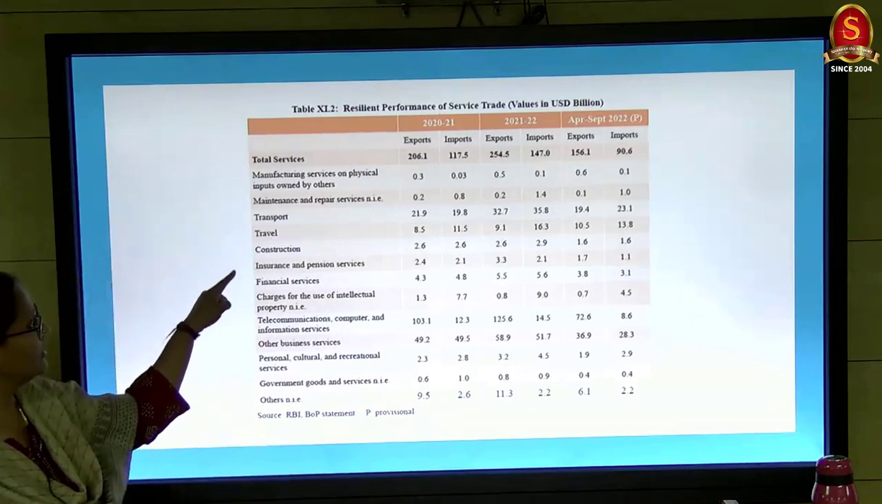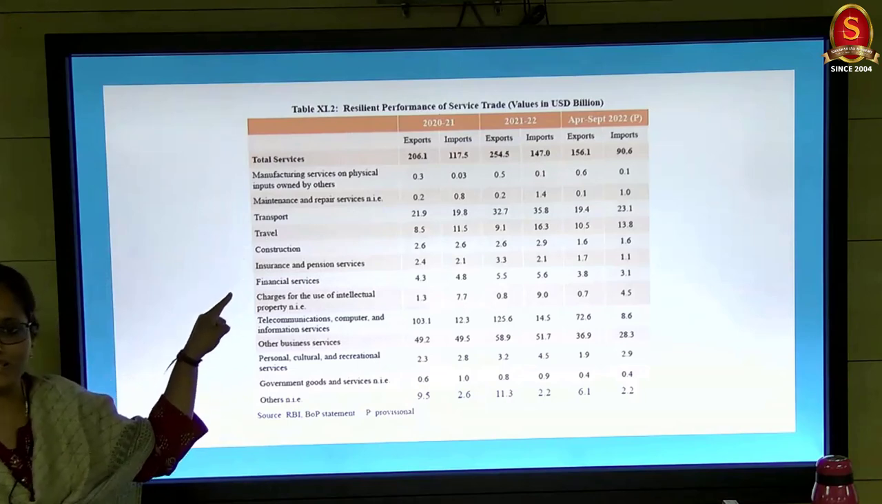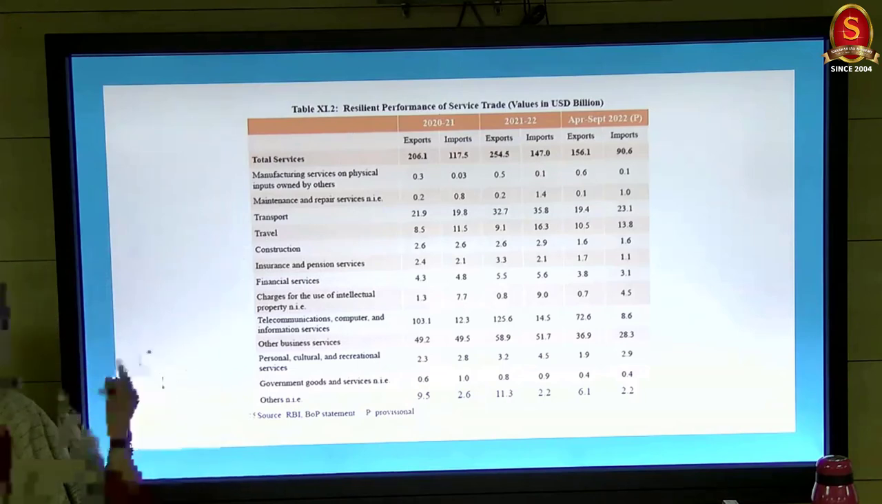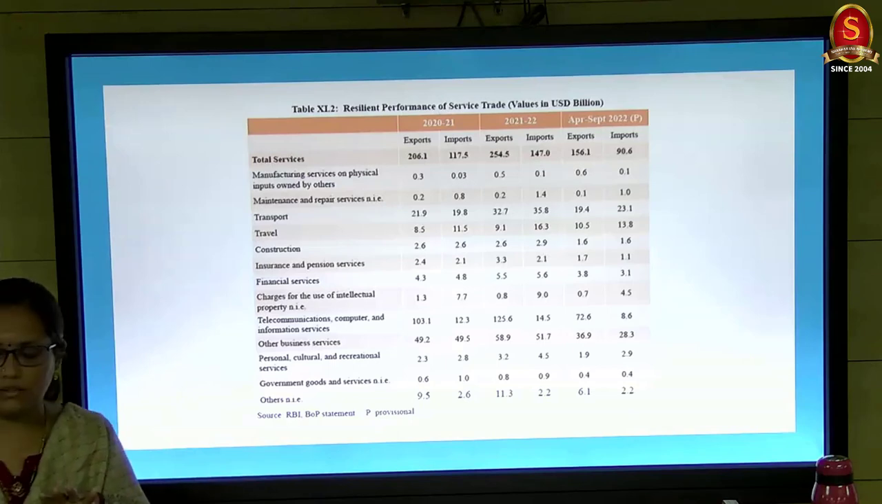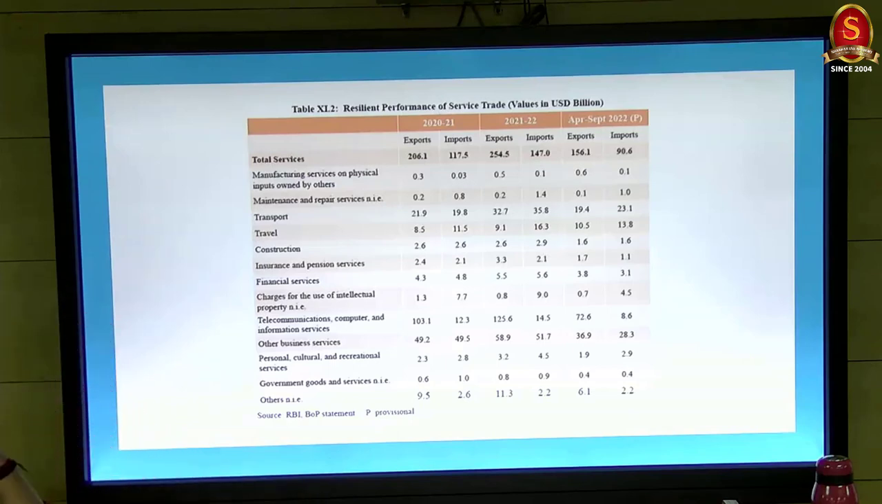Why are we talking about maintenance, transport, travel and construction in services? I hope you are now very clear about the components which you want to call manufacturing and the components which you want to call services. If I say computer is here, should I call it a manufacturing sector item or a services sector item? It is a service sector. Though it is physically tangible, you can touch it and feel it, still you call it that because the benefit derived out of it is the service.